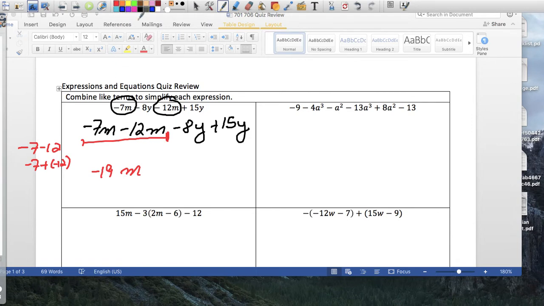That part is done. Second part is negative 8 plus 15. So think of it as negative 8 plus 15. We have more positives. So how many more positives are there? So it's going to be a positive answer for sure. And you have 7 more.